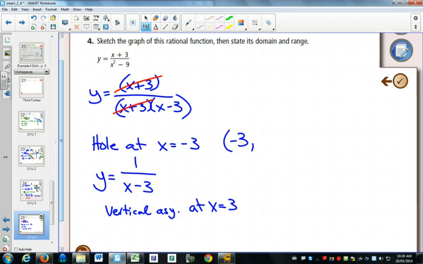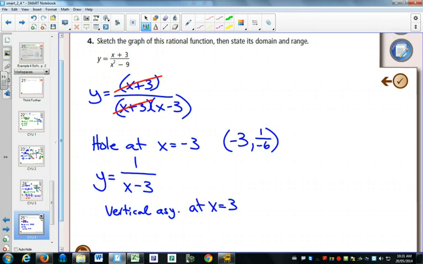Now how do I find the other coordinate of that hole? Plug it in. And so if I plug it into here, minus 3 on the bottom would give me minus 6 on the bottom, and I still have that 1 on top. So our hole is going to be at minus 3 comma 1 over minus 6.